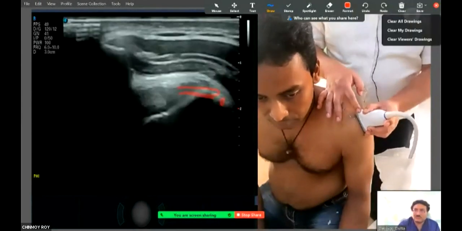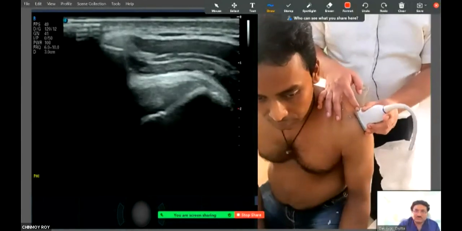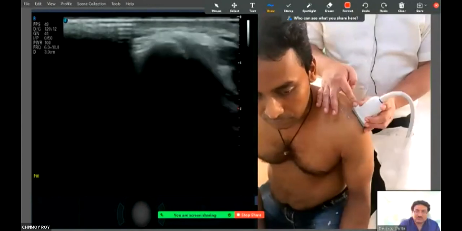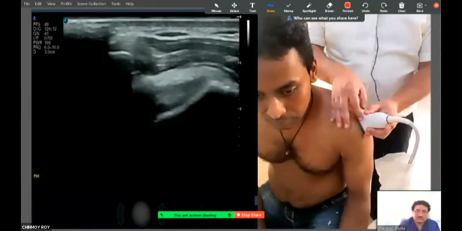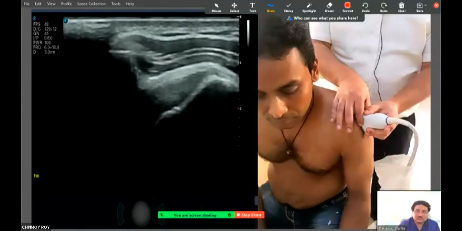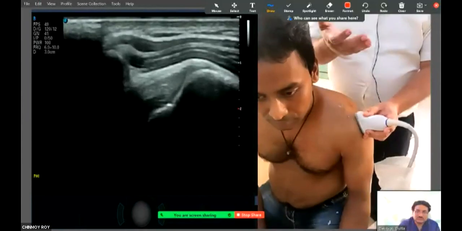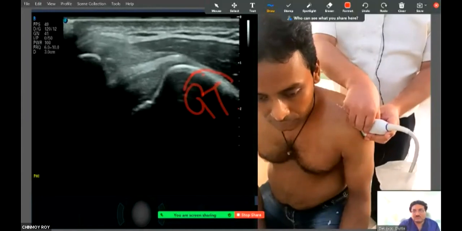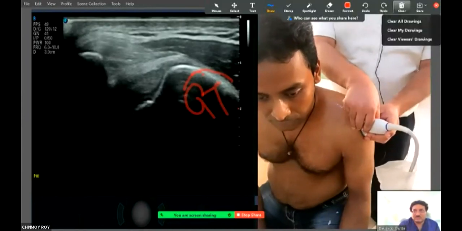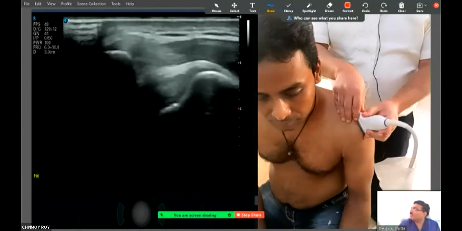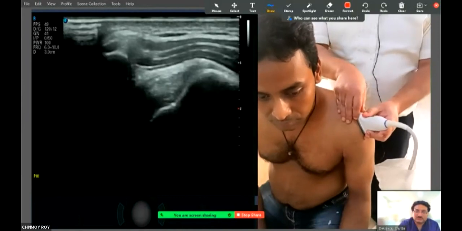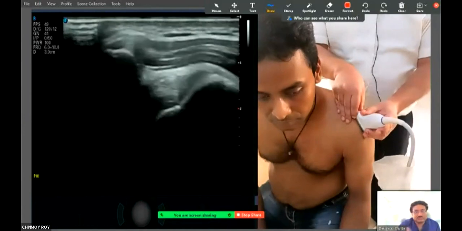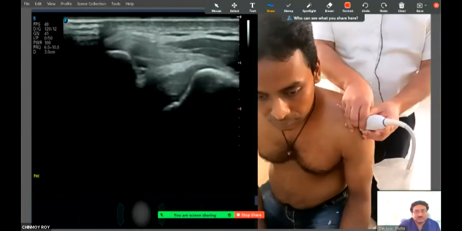And the muscle above is deltoid. This side is deltoid, this side is trapezius, and the lower muscle is supraspinatus. Here also there is bone, and this muscle is coming out. So this is supraspinatus, and it is joining to the greater tuberosity, I mean greater tubercle. Here also it is joining in a bird peak appearance. Here also it is taking a bird peak appearance.